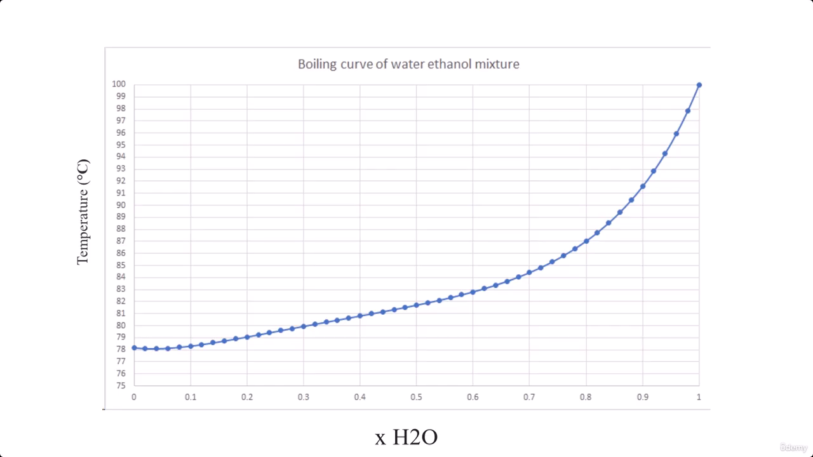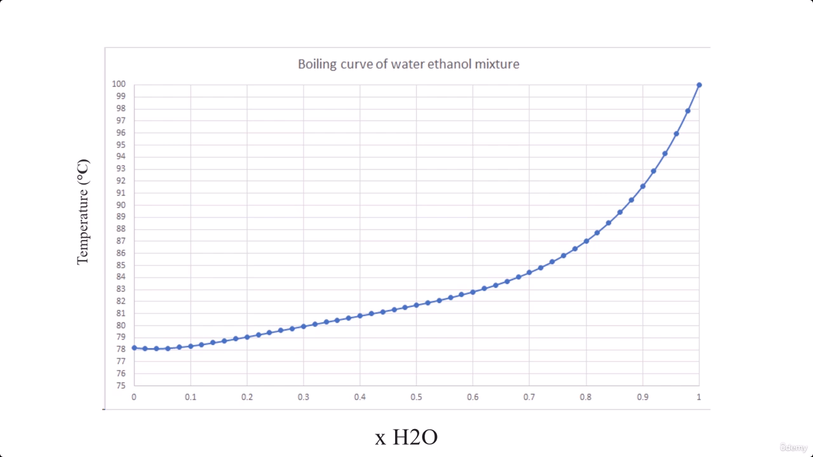Hi, and welcome to this new lesson. In this video, we're going to learn how to create a TXY diagram, a temperature versus composition diagram, using Aspen HYSYS. Our goal is to analyze a mixture of water and ethanol at constant pressure and see how the boiling point of the mixture changes depending on the amount of ethanol in the mixture.